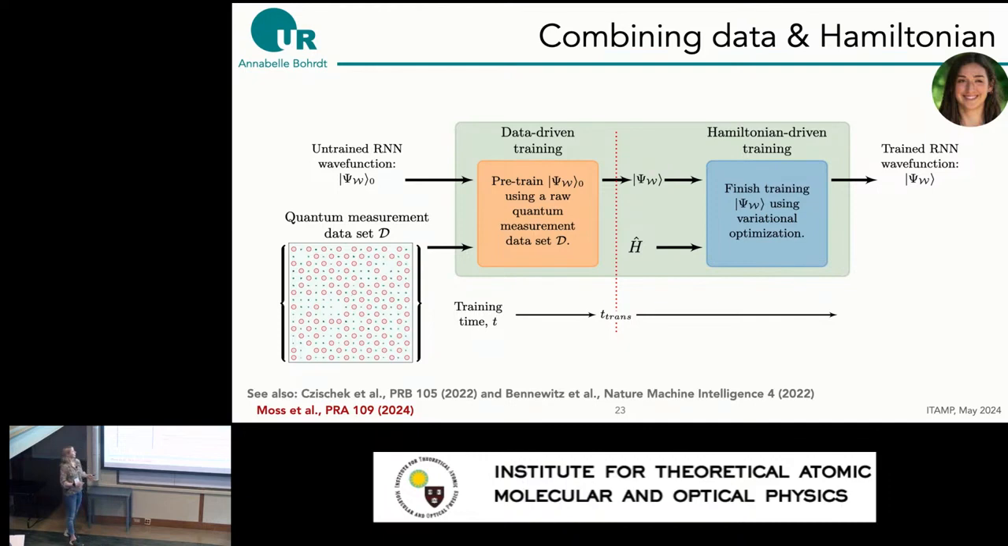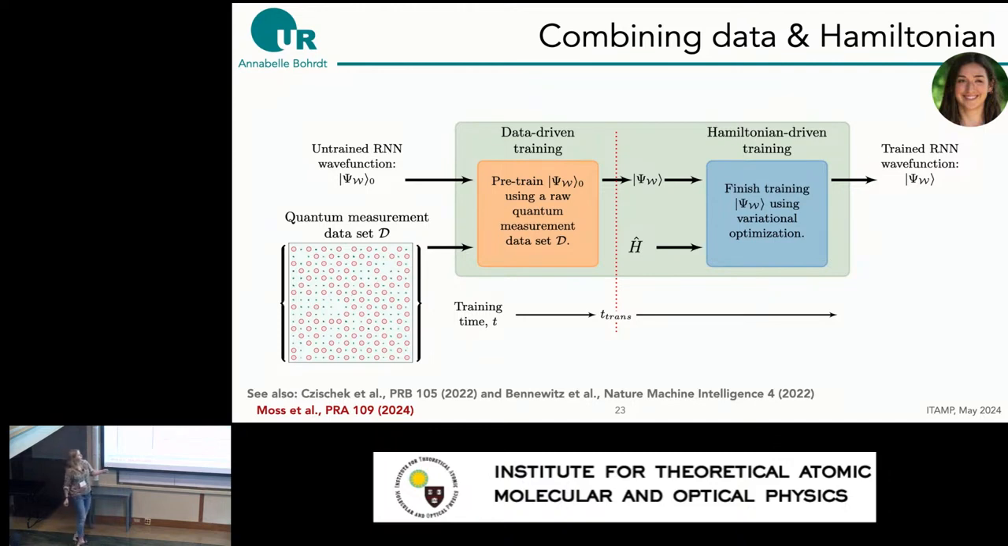And maybe in a nutshell, the message from this part is that even if your experimental data isn't perfect, so even if there is defects, or maybe it's like a finite temperature or so on, then still this helps you a lot in terms of converging to the actual ground state in the second part when you train on the Hamiltonian.